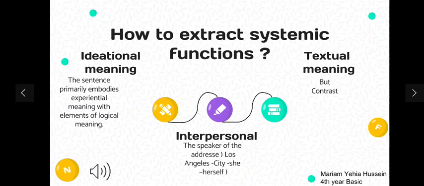Let's just sum up. We have tackled today how to transform a sentence from surface structure to the deep structure. Also, we tackled how to use the tree diagram, which clarifies the relationship between its components. And also you have to separate the sentence into constituents and apply some tests on them. The last thing we tackled is to extract the systemic functions in three levels: ideational, textual, and interpersonal meanings.